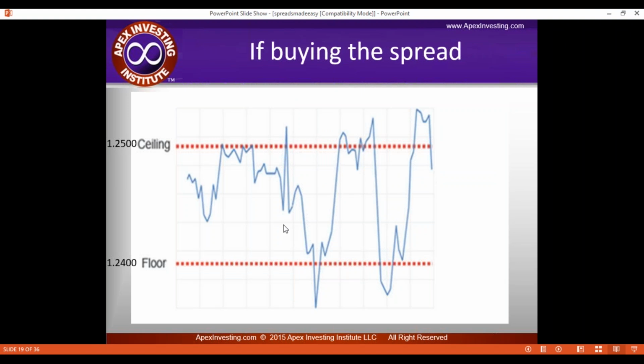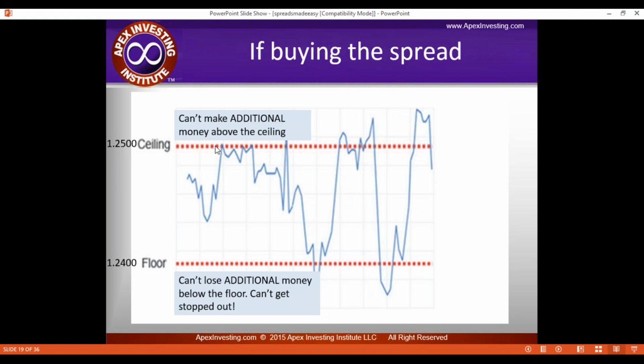So let's look at the opposite. What if I was buying the spread? Well, if I'm buying the spread, I'm saying the market's going up. And again, if I'm right and the market goes way up, I can't make additional money above the ceiling. But again, I can't lose additional money below the floor. So if I'm buying and I think the market's going up, but I'm wrong and it goes down, I can only lose money to the floor. I've capped limited risk.